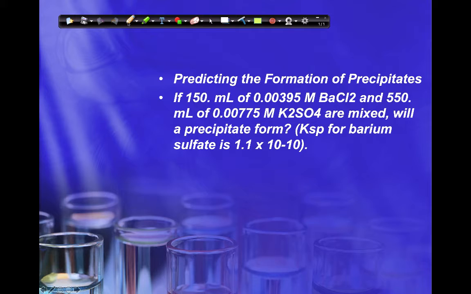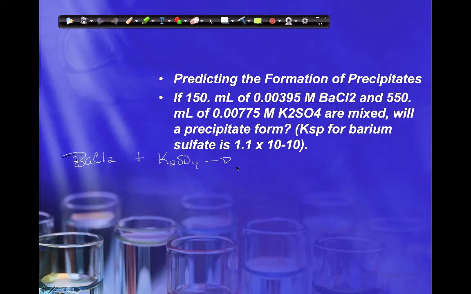So let's look at the reaction that we've got here. I've got 150 milliliters of a 0.00395 molar solution of barium chloride, and I'm going to mix that with 550 milliliters of 0.00775 moles per liter of potassium sulfate. So I know that this is the whole reaction right here. I have barium chloride, and I'm going to mix that with potassium sulfate.